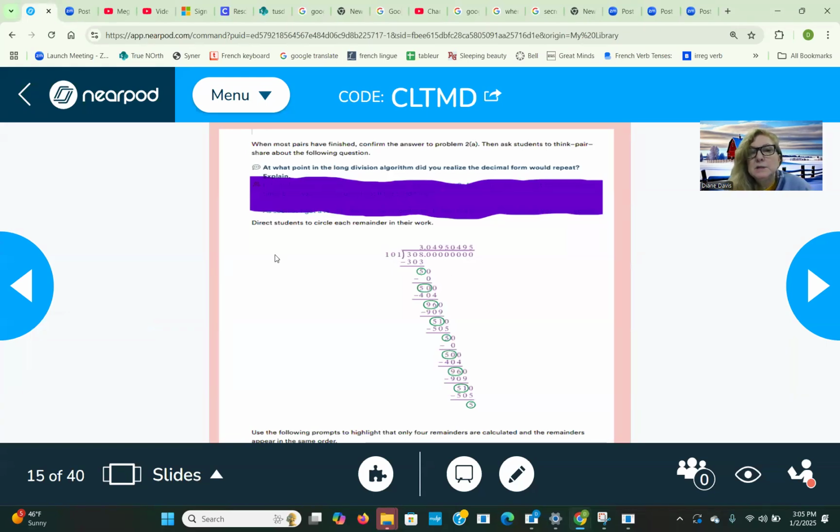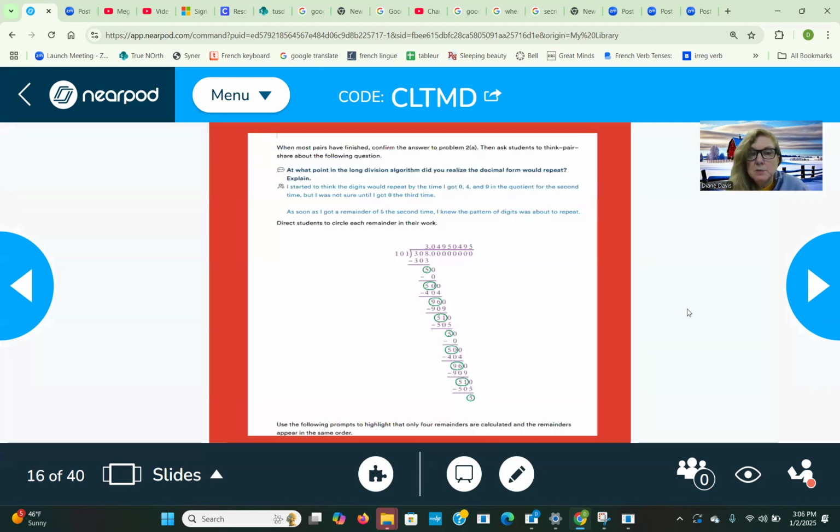When most pairs have finished, confirm the answer to problem 2A. Then ask students to work in pairs and share about the following question: at what point in the long division algorithm did you realize the decimal form would repeat? So at what point did you see how it repeats, 0495, 0495? Where did you figure out, oh, I've seen those numbers again?